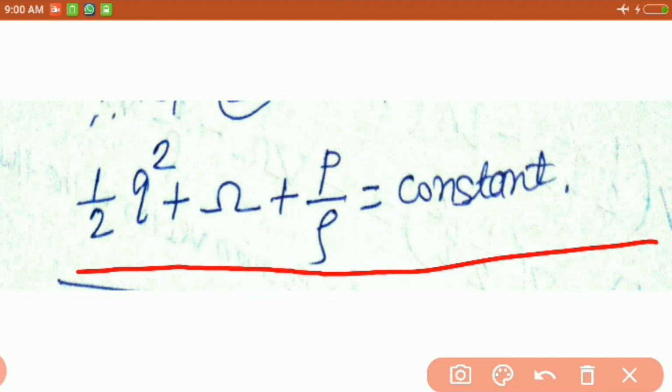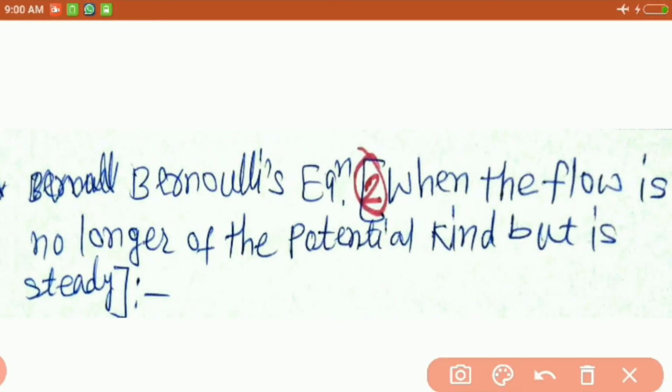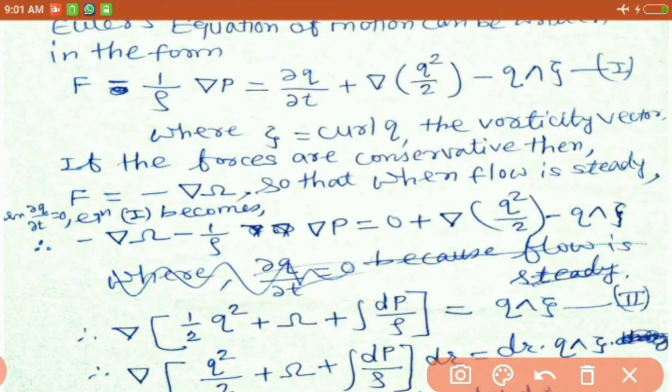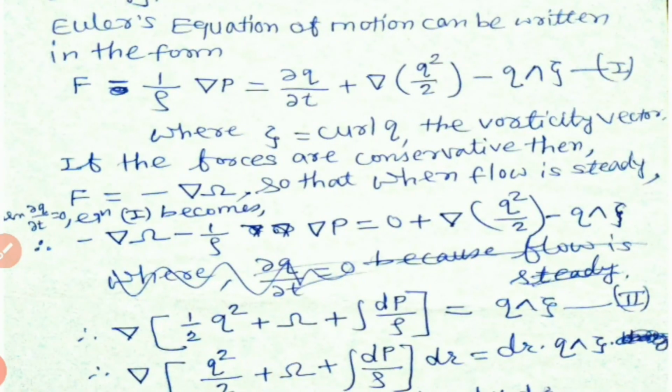Now the Bernoulli equation for when the flow is no longer of the potential kind but is steady. Therefore, what do we have? We know Euler's equation of motion, and that Euler's equation of motion can be written in this form.